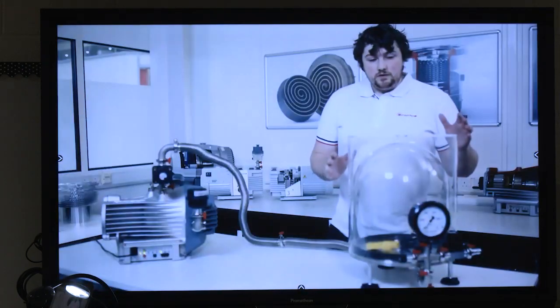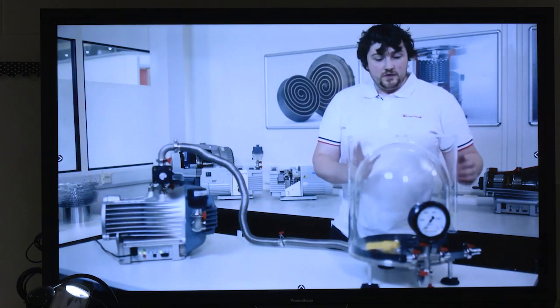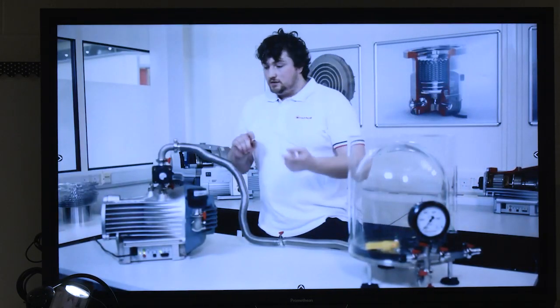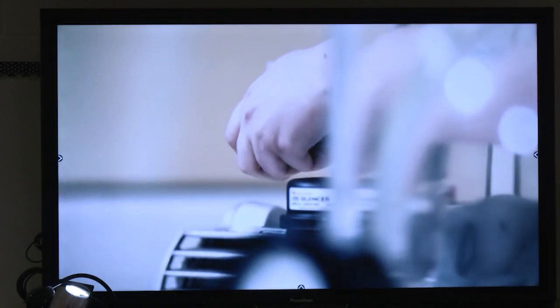Yeah. So I'm going to suck out the air from this bell jar, close this valve so that the air can't get in, and open this valve to allow our vacuum pump to suck out the air.